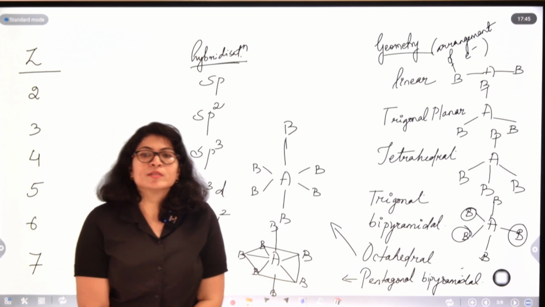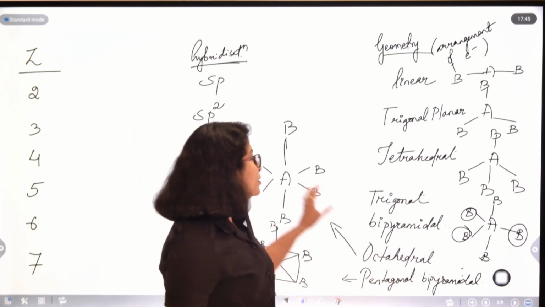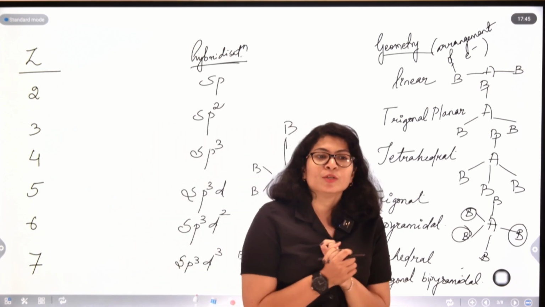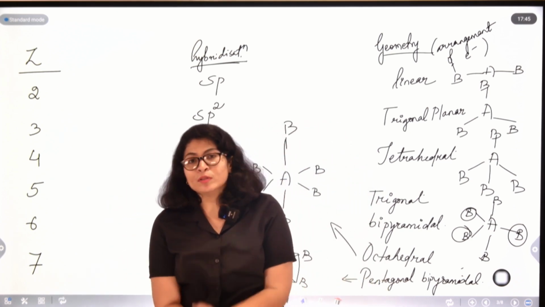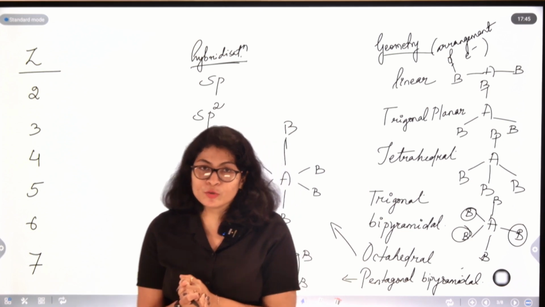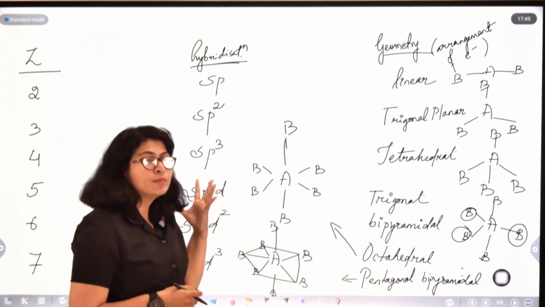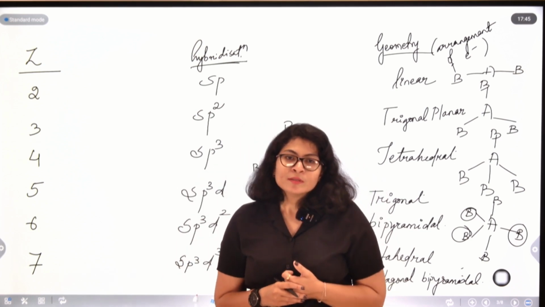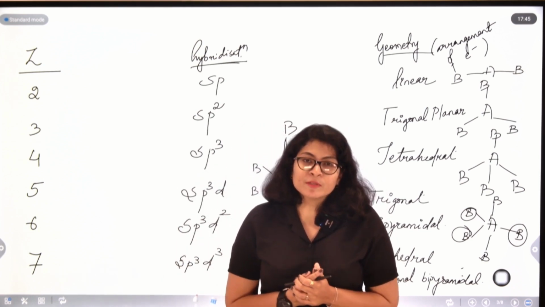Okay, so this is it for hybridization. Considering these hybridizations and geometries and the formula I have given, you can find out the hybridization of all the molecules or the ions which are given to you. So after this video, you can practice some of the questions from your book. That's all for this. In the next lecture, we'll be dealing with VSEPR theory.